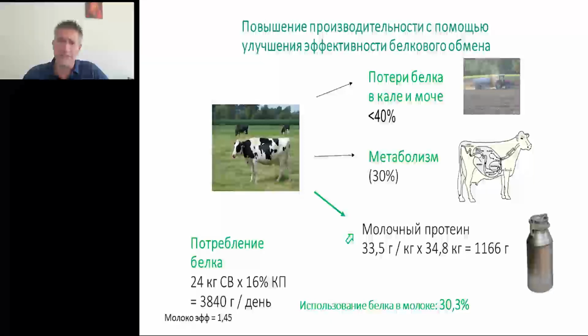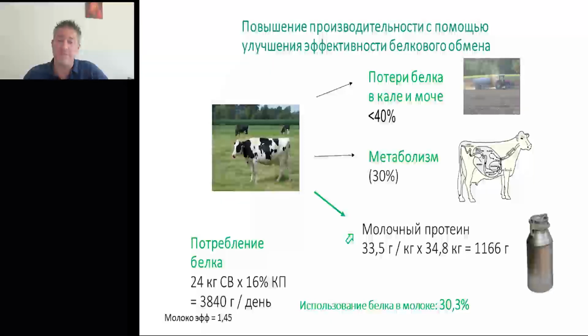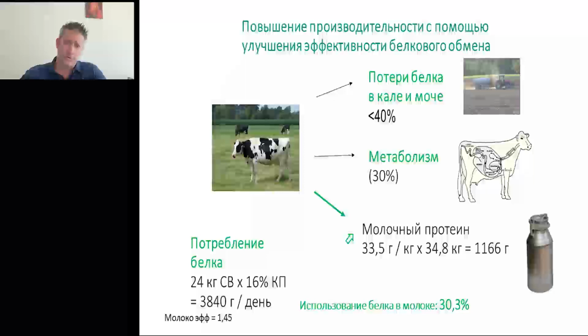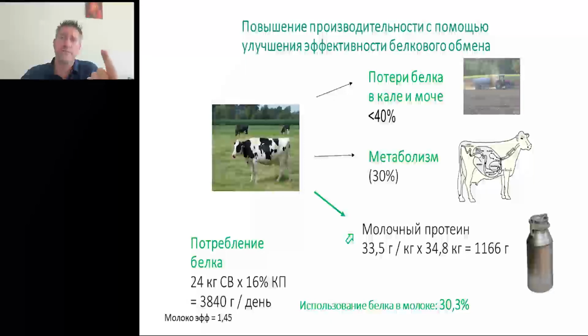The protein efficiency is very low, only 30%, because we provide every day through our feed 3.8 kilogram of protein, and only 30% is used by the animal to produce the milk protein through the milk.